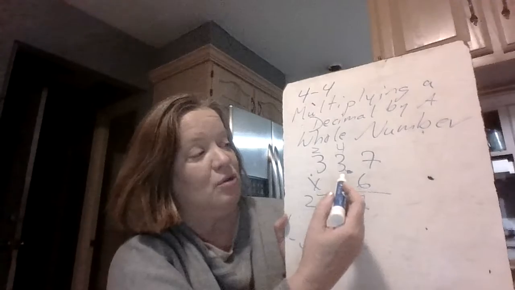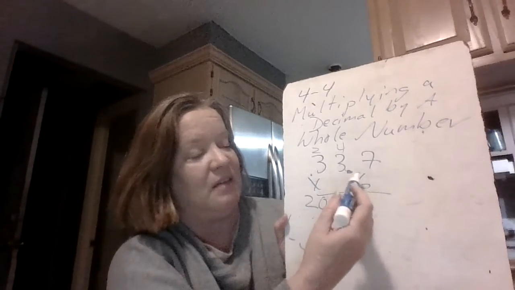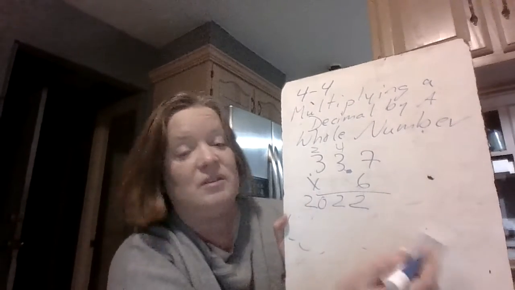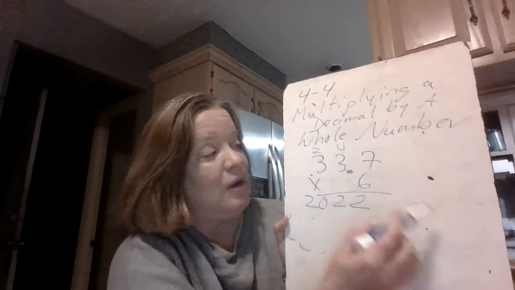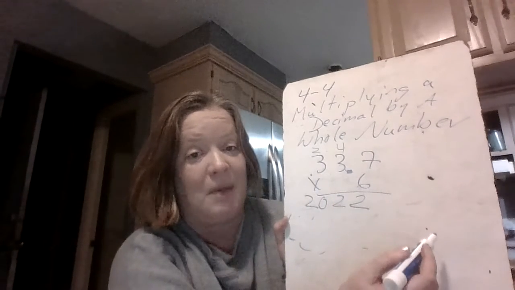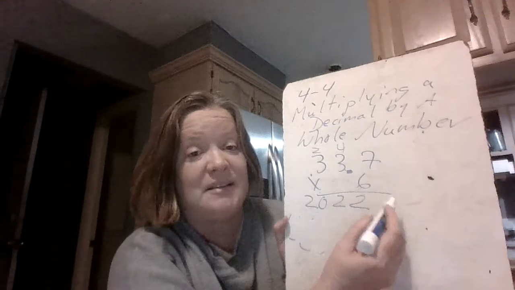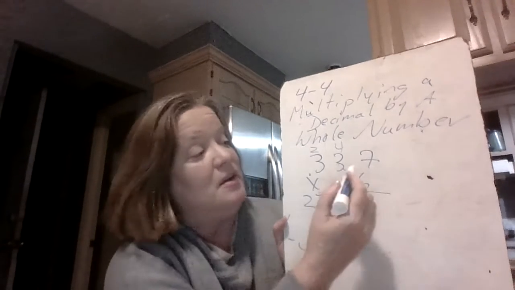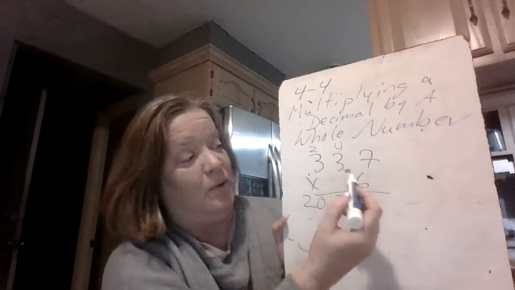But remember, it was 33 and 7/10 times 6, not 337 times 6. So I've got a decimal point right here. What you're going to do is count how many numbers are behind the decimal point, and that's how many places you're going to move the decimal point over and then move it back into your product.